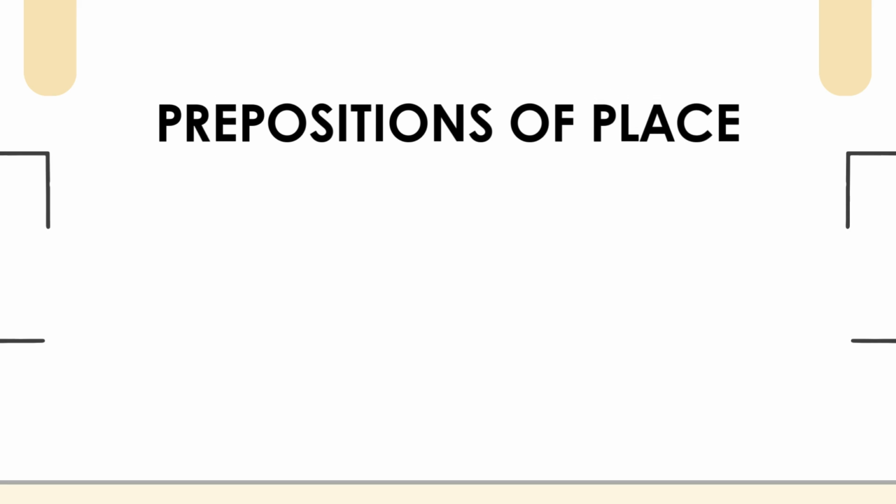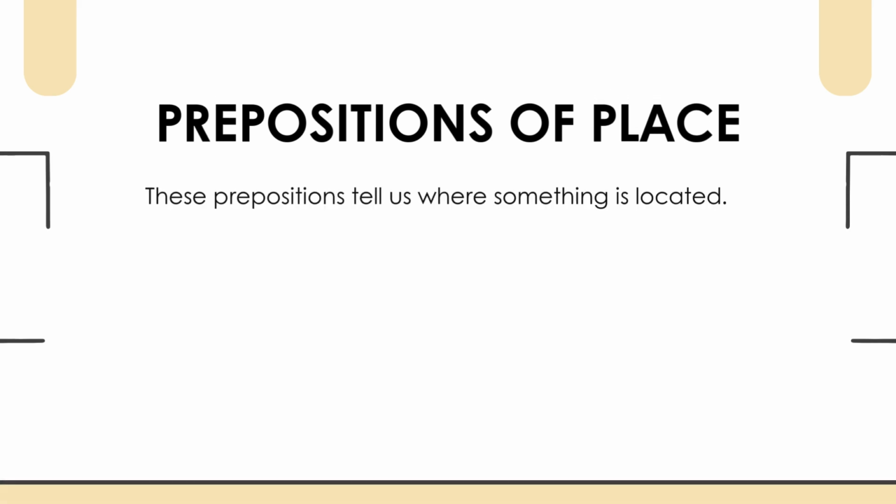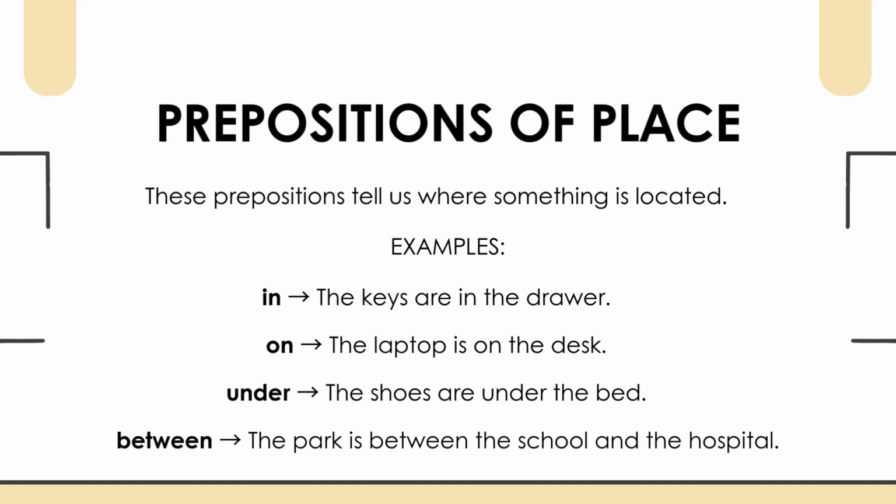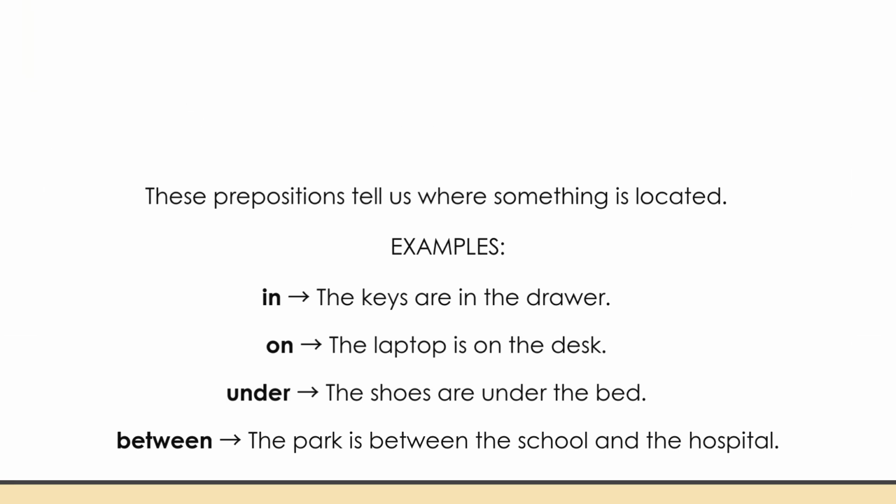All right, let's talk about prepositions of place. These are used to tell us where something is located. Here are some common examples. In, the keys are in the drawer. This shows that the keys are inside the drawer. On, the laptop is on the desk. This means the laptop is on the surface of the desk. Under, the shoes are under the bed. In this case, under tells us the position below the bed. Between, the park is between the school and the hospital. This shows the park is in the middle of those two places.